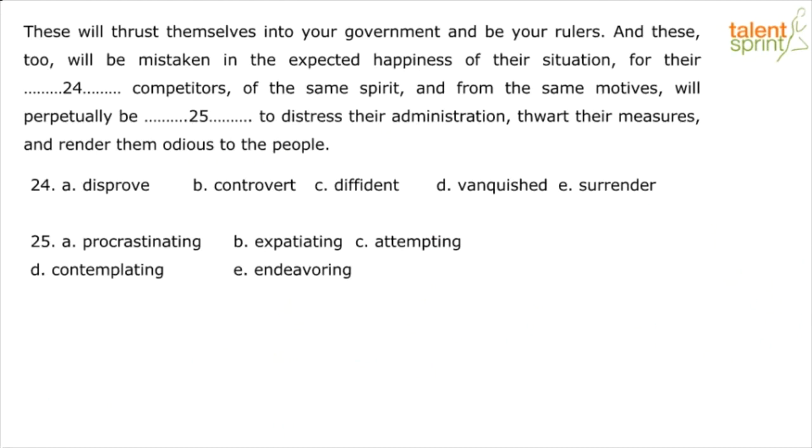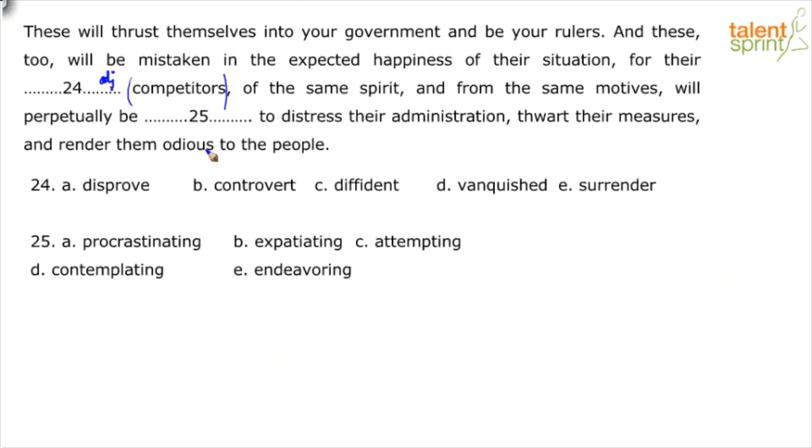Okay, so quickly again, what are we looking at here? These will thrust themselves into your government and be your rulers, and these two will be mistaken in the expected happiness of their situation for their dash competitors of the same spirit and from the same motives. So what are our options? Disprove, controvert, diffident, vanquished, surrender. So again we need an adjective form here, right? What sort of competitors? Competitors, my noun form. Describing the competitors, I need an adjective here. So what are my options?